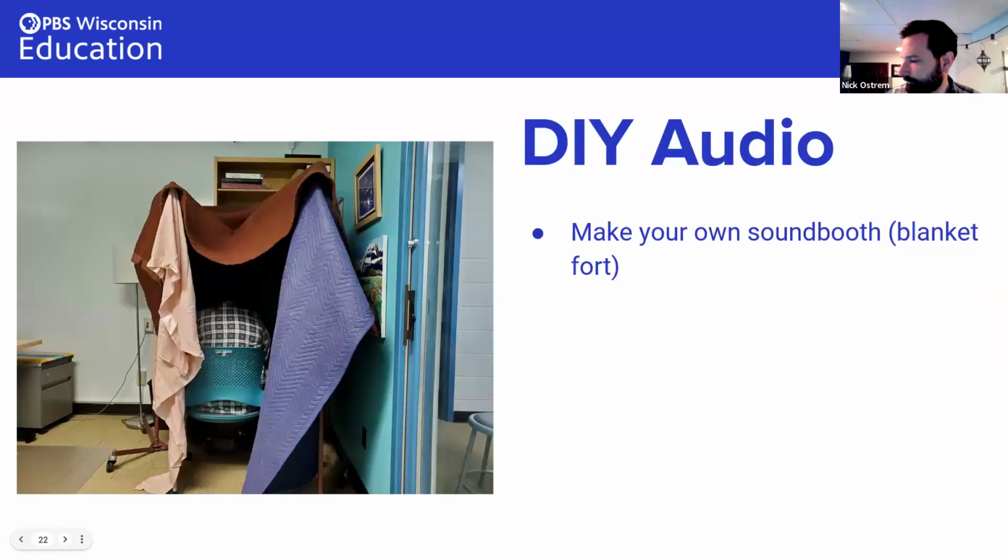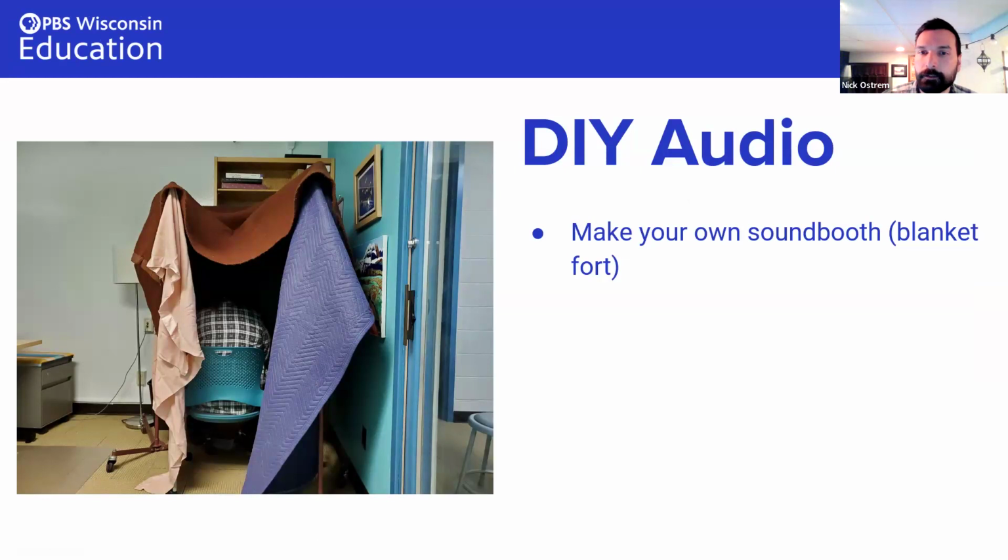So let me go to the next slide. One way to improve your audio is to make your own sound booth. And this is really easy. All you need is a couple blankets and a way to hang them up, some chairs, and you make your own sound booth. We call them blanket forts when we make them. You could also do it in a closet.